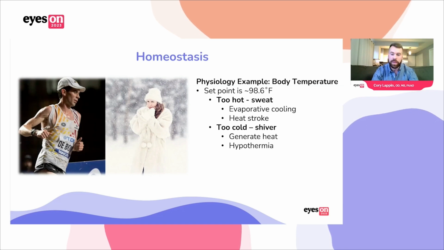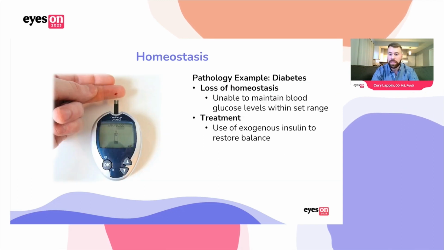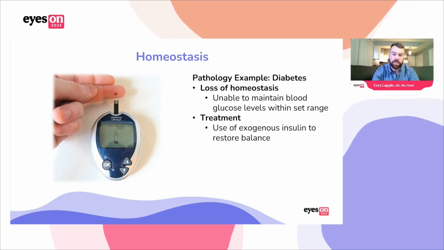Likewise, if we get too cold, we begin to shiver to try to generate body heat to warm us up. But if our body temperature dips too low, normally around 95 degrees, hypothermia can set in. Another common example of failure of homeostasis is diabetes. In diabetes, the body loses the ability to regulate blood sugar levels and keep them within a set range.